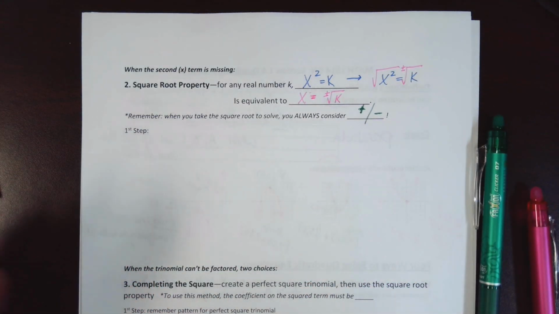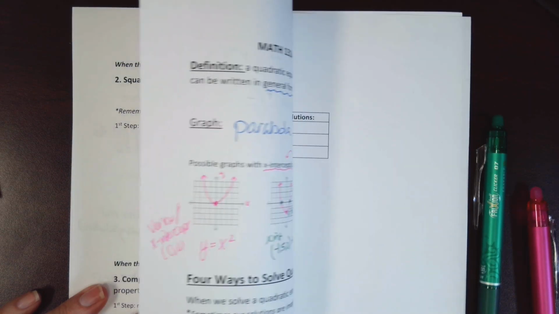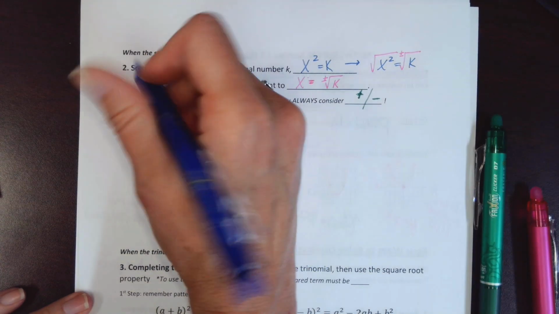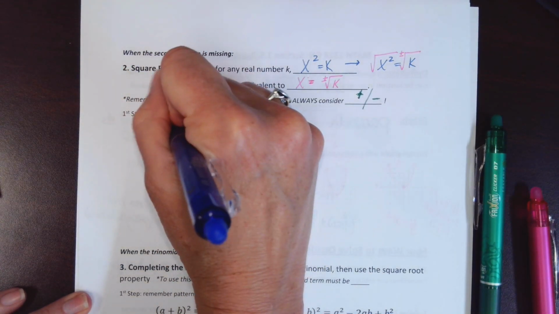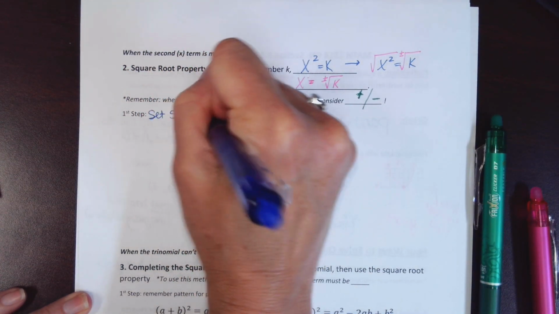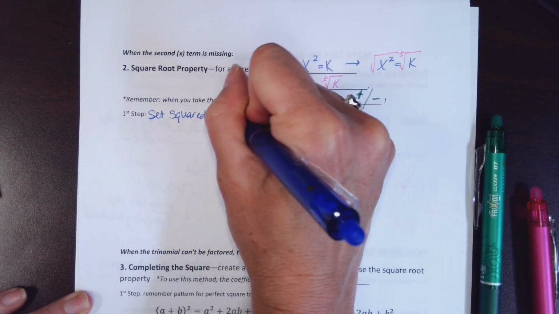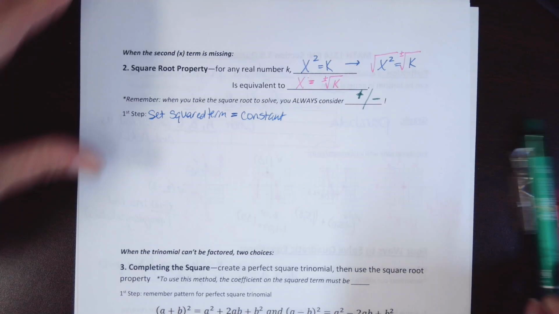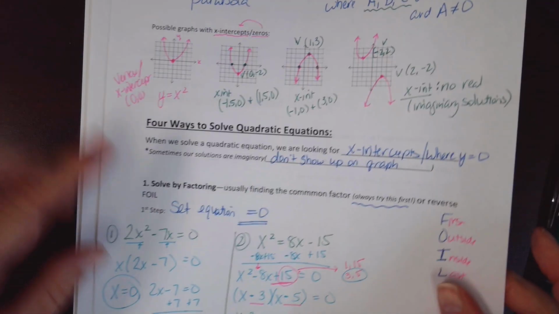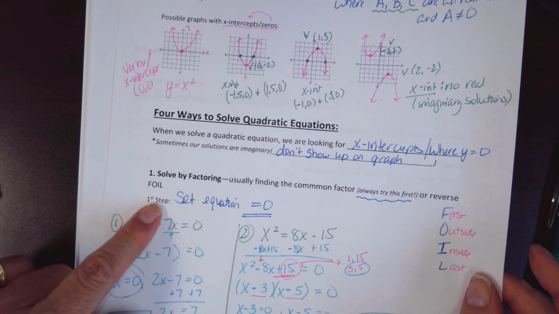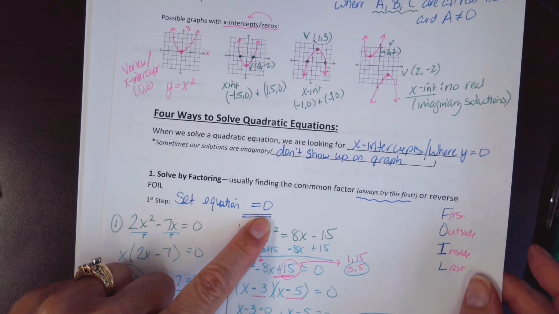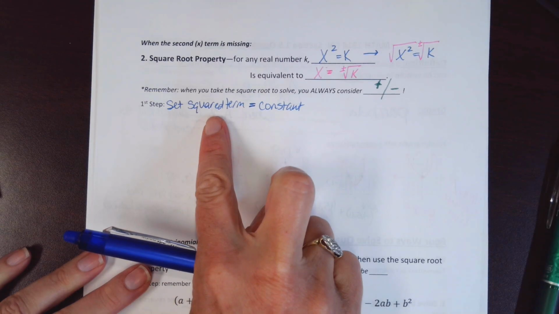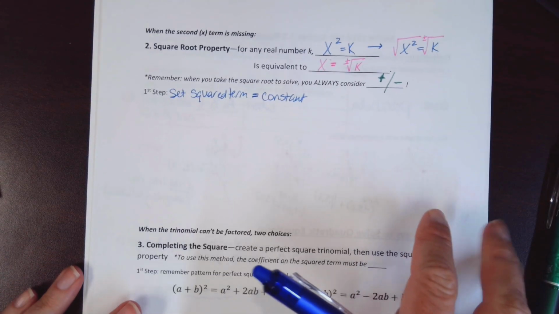All right, my first step, and I was going to try to color code this the same way, is going to be to set the squared term equal to the constant. In my first method, solve by factoring, my first step was to set the equation equal to 0. My first step here, when I'm using my square root property, is to get the squared term equal to the constant.